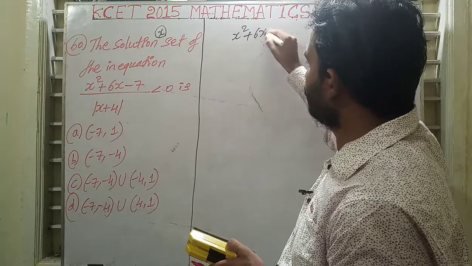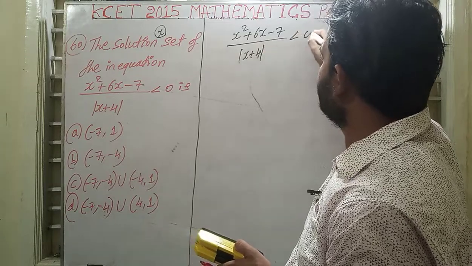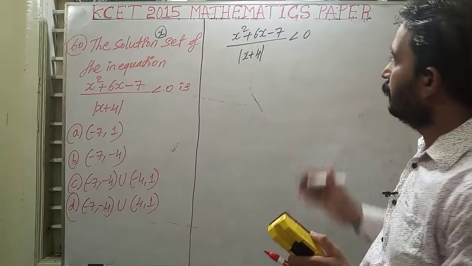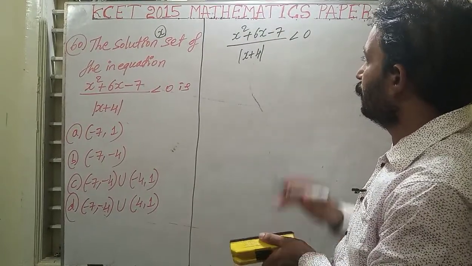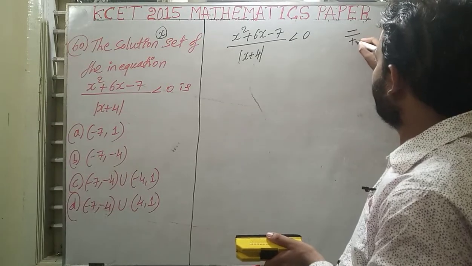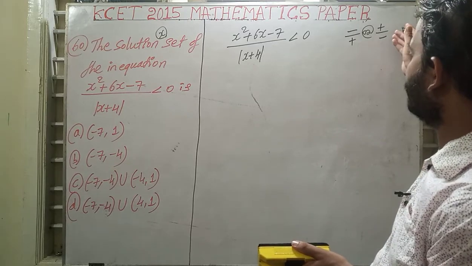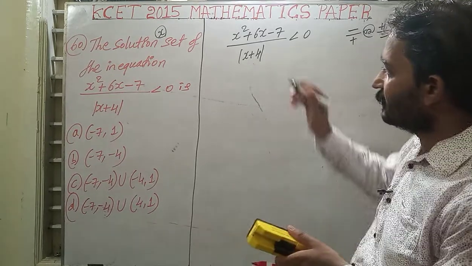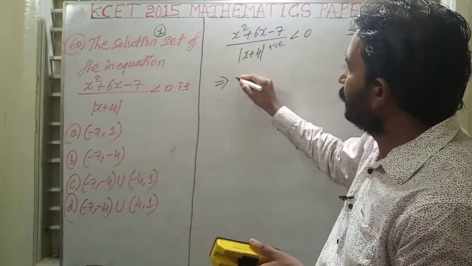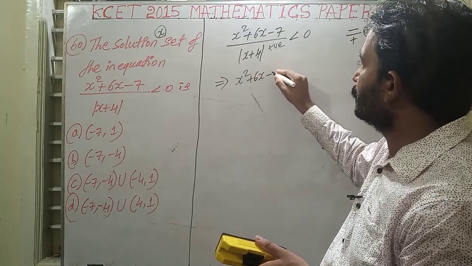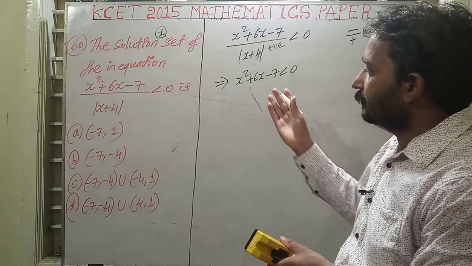x square plus 6x minus 7 divided by modulus of x plus 4 is less than 0. Less than 0 means the left hand side becomes negative. If the numerator is negative and the denominator positive, it becomes negative, or if the numerator is positive and the denominator negative, it also becomes negative. In this case the denominator is always positive because of the modulus. So this implies x square plus 6x must be negative, less than 0. Solve this inequation and we get the required answer x.